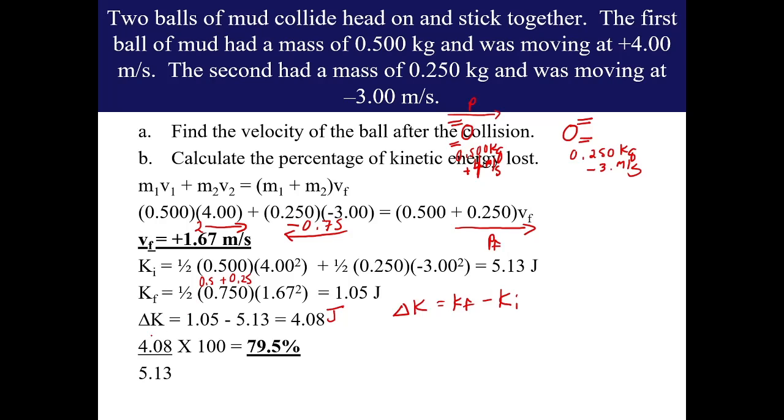Then to get the percent, we put what was lost. Oops, that should be negative there. All right, let's put that negative sign there. But we're only going to worry about the absolute value over the initial. And we lose about 80% of the kinetic energy in this process. That's quite a bit, but that's what the numbers tell us.